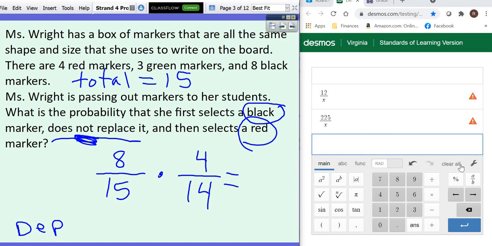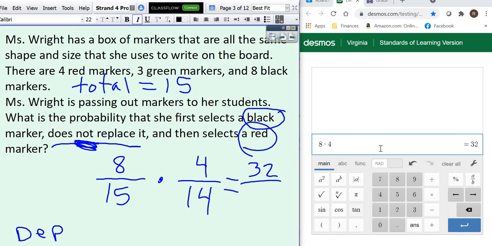So again, we're going to put this in our calculator. We're going to multiply across the top first: 8 times 4, which is 32. And then we're going to multiply, pardon me, I was in the wrong screen. Multiply 15 times 14, which is 210.